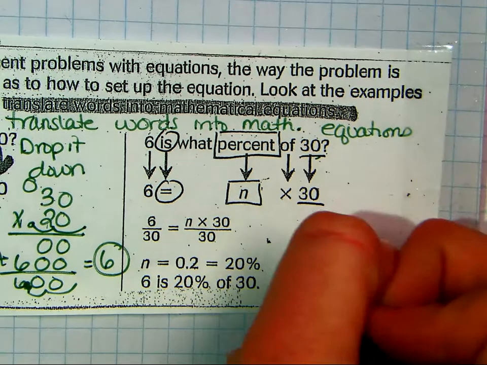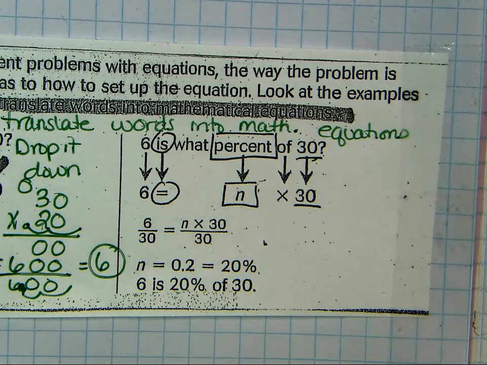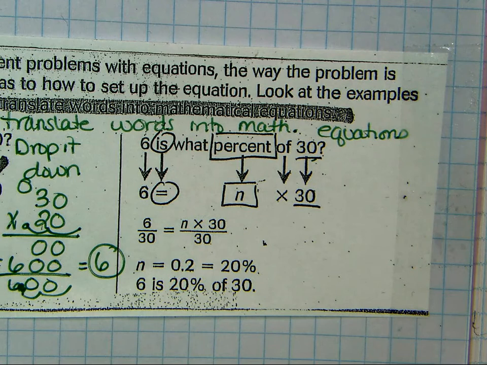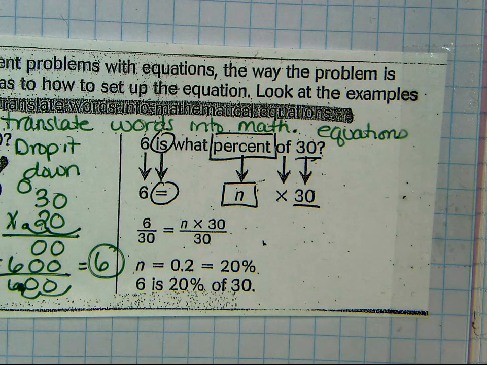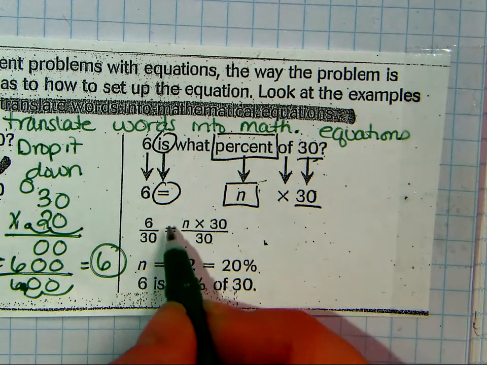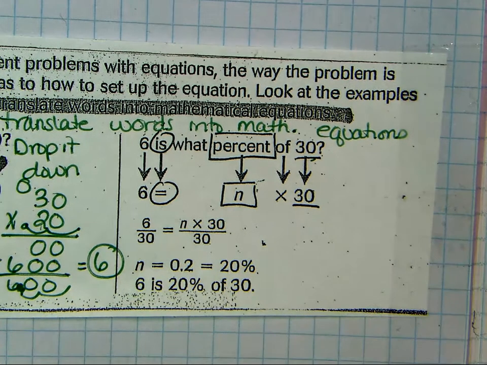Okay? And honestly, if it was a matter of you needed to get the problem, if I was at the store, I would do what you're doing. But if I'm doing this on a math test and I have to show what I'm doing or how I know the steps, I'm going to do it algebraically. Okay, so you've got 6 equals n times 30.